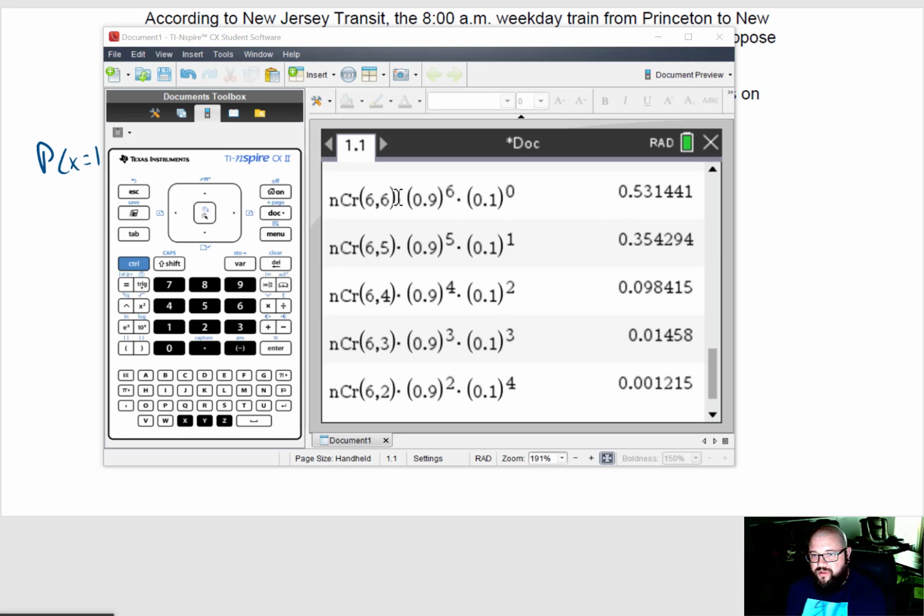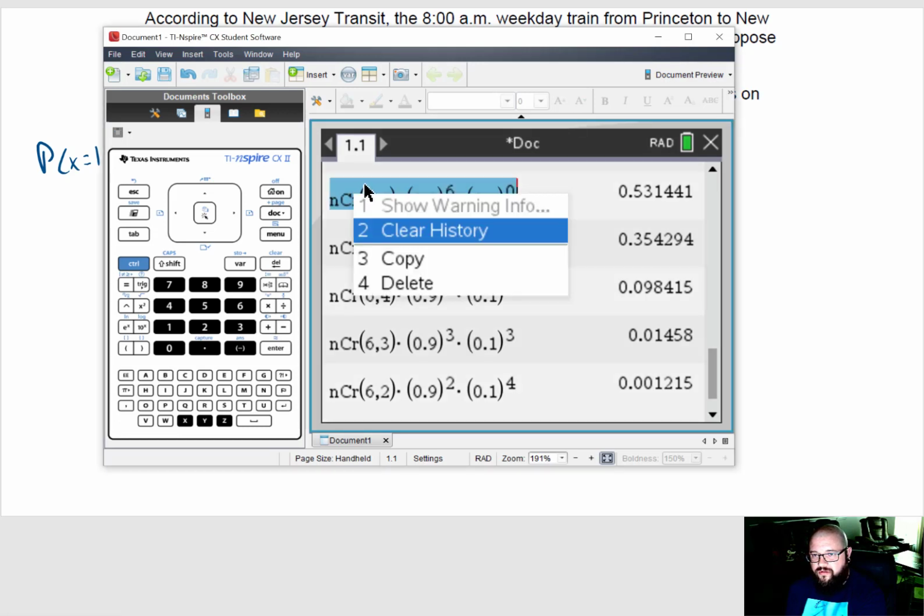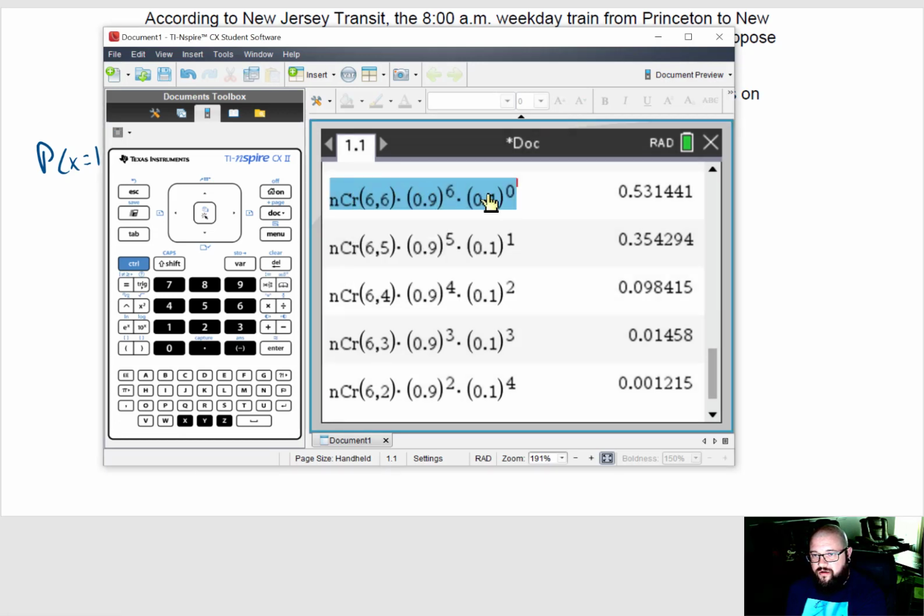So again, if we went to this top value right here, this top value is for 6 days of success out of the 6 days. With that, they gave me a probability of 53.1% chance of 6 out of the 6 days to be on time. And then for 5 out of 6 days, there's a 35% chance.